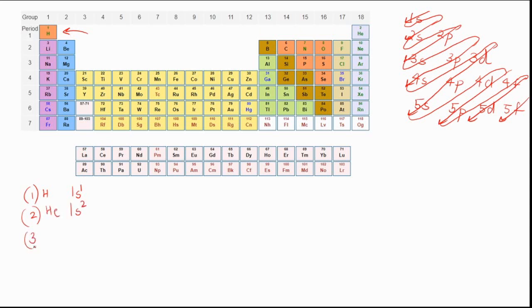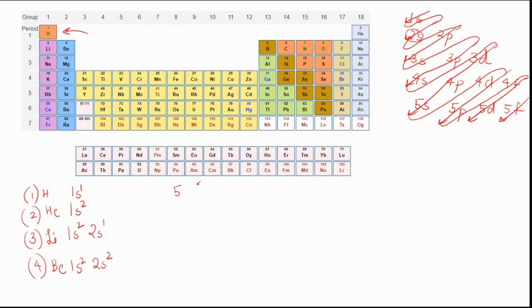Then if I have lithium, the capacity of the 1s orbital is over. The next electron can be filled in the 2s orbital. So 2s1. Then we have beryllium. Beryllium's atomic number is 4, so this will be filled in the 2s orbital.